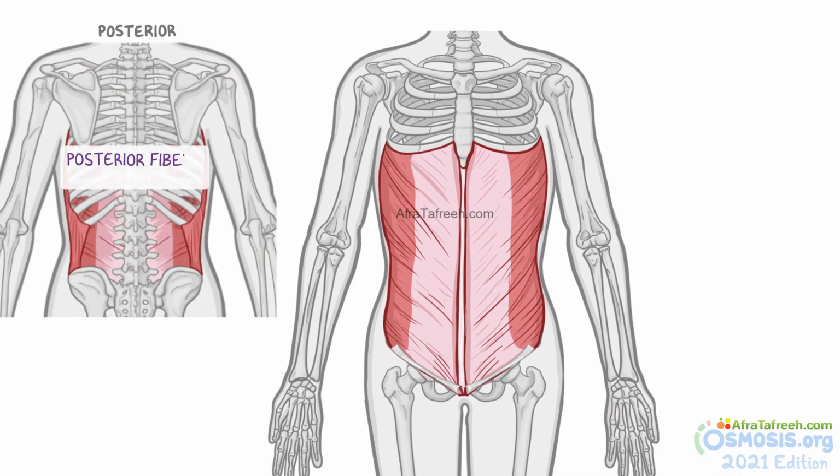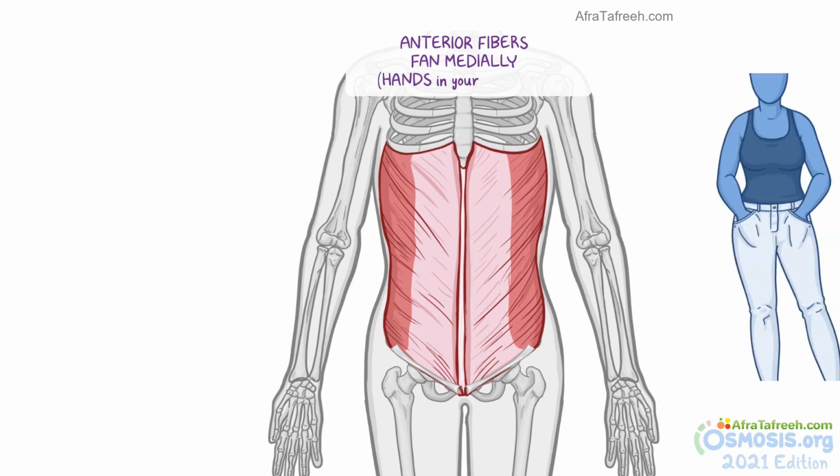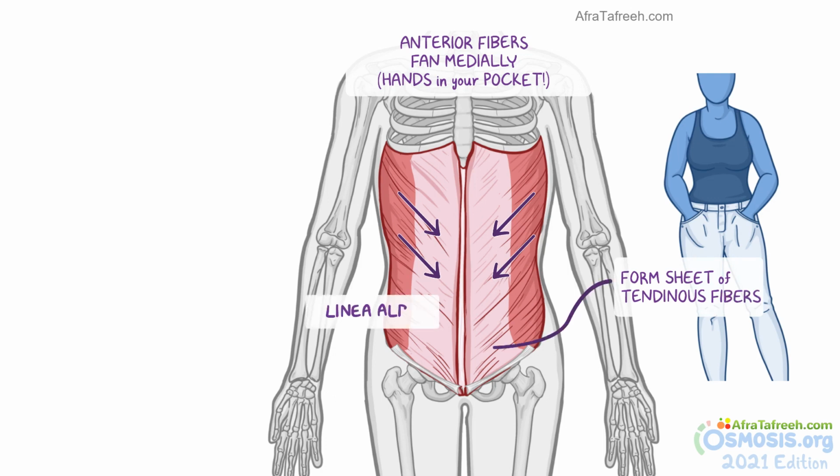The posterior fibers of the external oblique are nearly vertical as they travel distally toward the iliac crest. The more anterior fibers, however, fan out medially, making most of the muscular fibers run inferomedially. To remember this, the orientation of the external oblique muscle fibers is in the same direction as your fingers are when your hands are in your pocket. These muscle fibers eventually become aponeurotic around the mid-clavicular line, forming a sheet of tendinous fibers that cross at the linea alba.